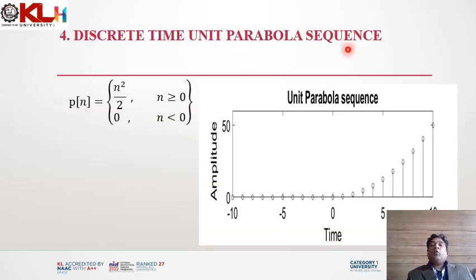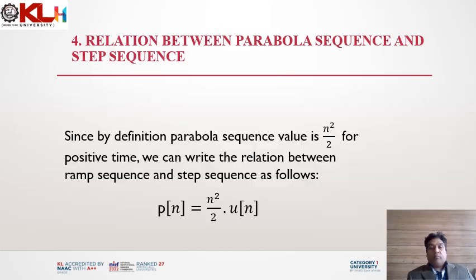Next, we are going to discuss the parabola sequence. This is denoted by the symbol p of n. The values of the parabola sequence are n square by 2 for all positive time, which is shown here in the parabola shape, and the parabola sequence is 0 for all negative time, as shown on the negative time side. Now, what is the relationship between the parabola sequence and step sequence? The parabola sequence p of n can be denoted as n square by 2 times u of n, where u of n is the step sequence.